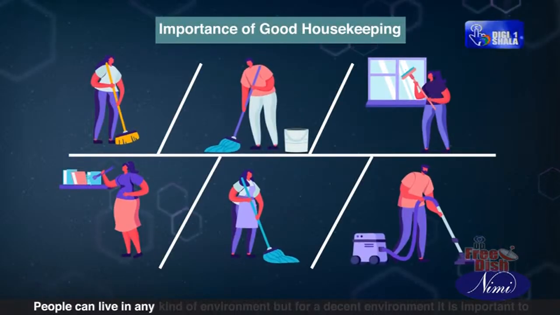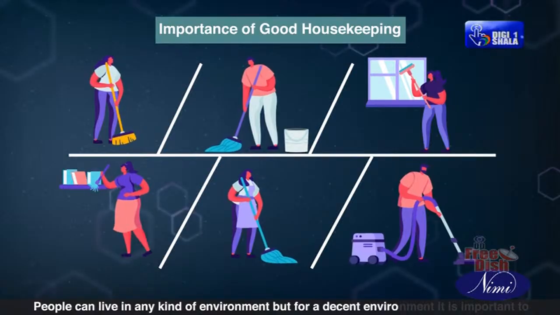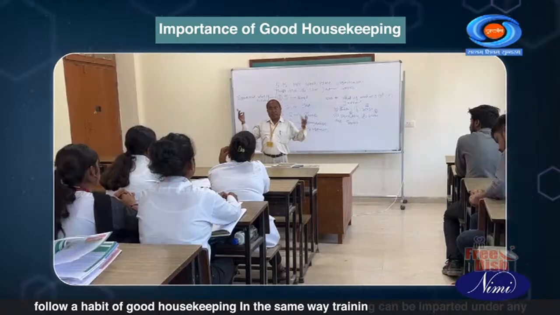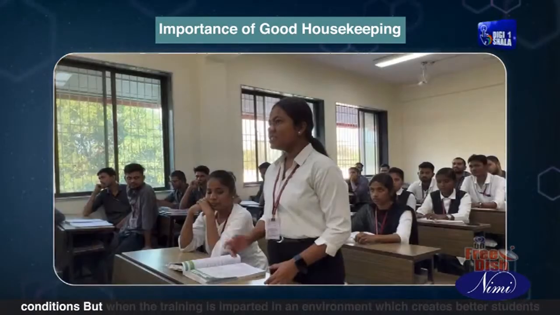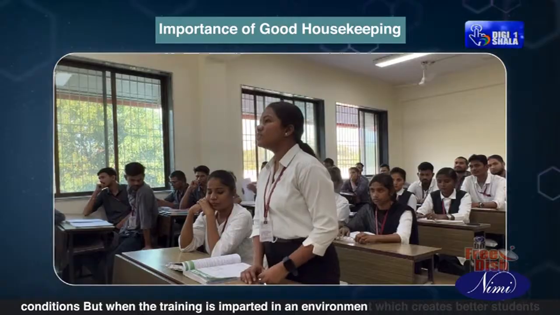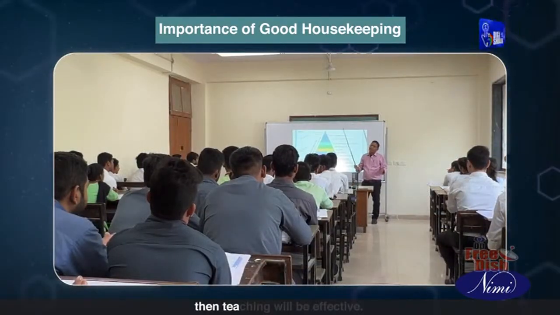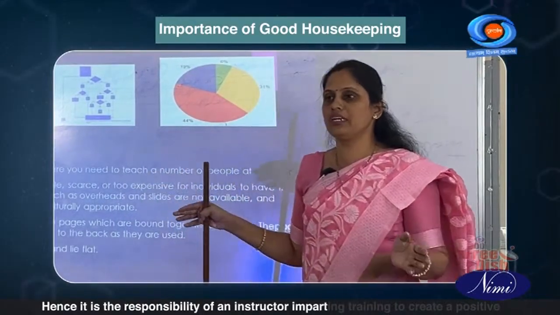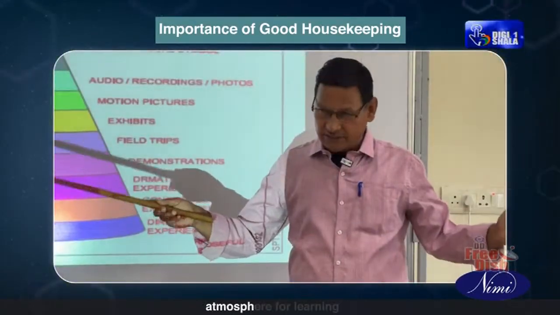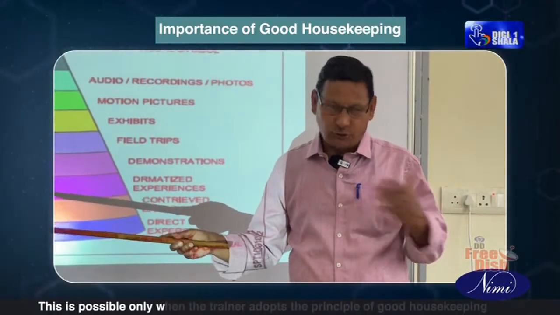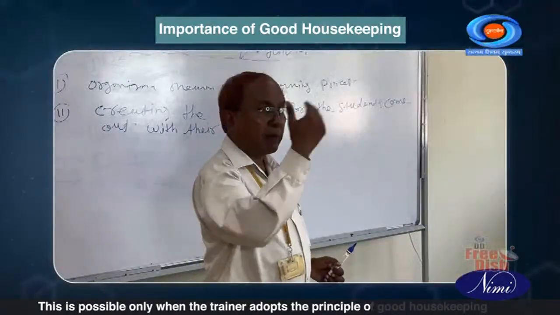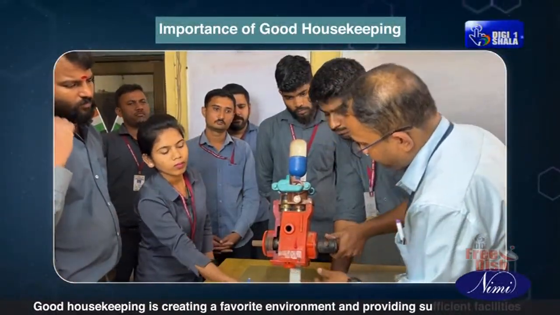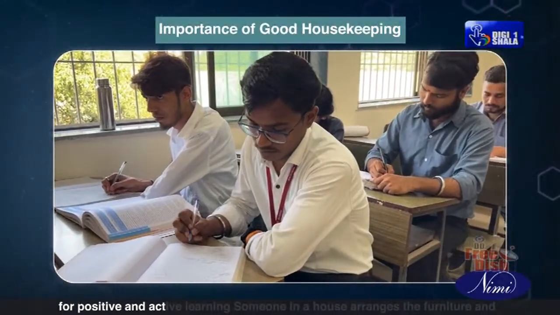People can live in any kind of environment, but for a decent environment it is important to follow a habit of good housekeeping. In the same way, training can be imparted under any conditions. But when the training is imparted in an environment which creates better students, then teaching will be effective. Hence, it is the responsibility of an instructor imparting training to create a positive atmosphere for learning. This is possible only when the trainer adopts the principle of good housekeeping. Good housekeeping is creating a favorable environment and providing sufficient facilities for positive and active learning.